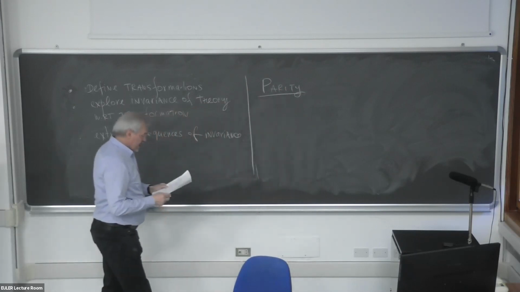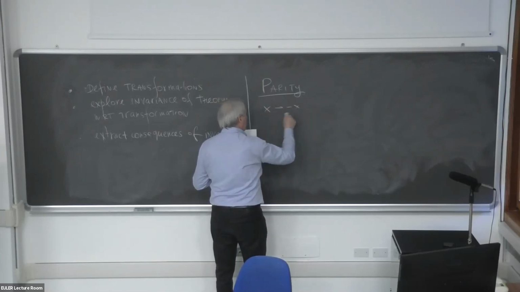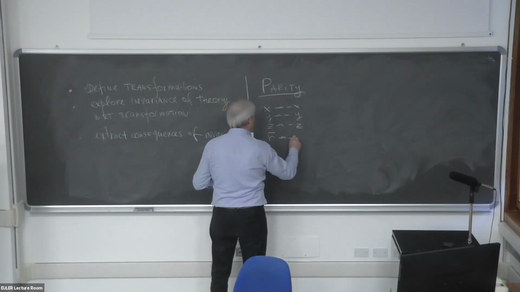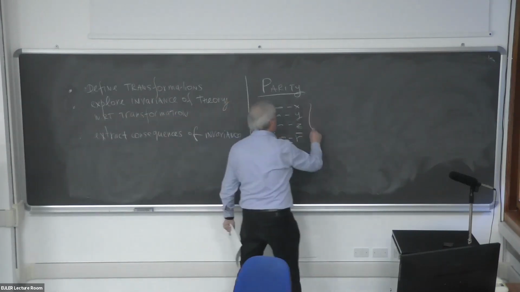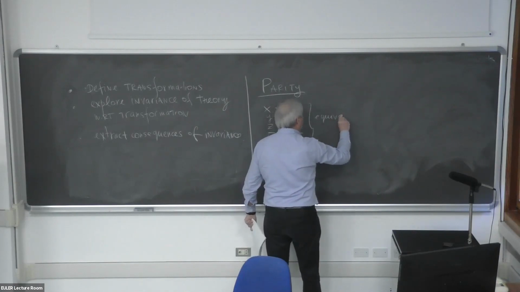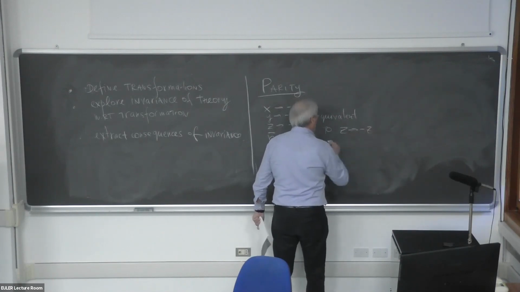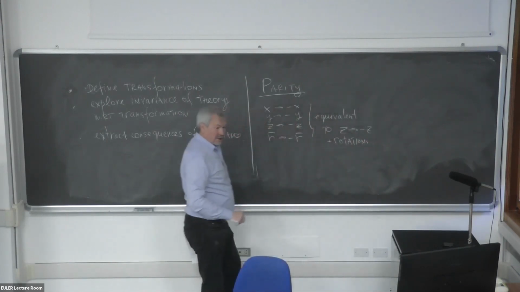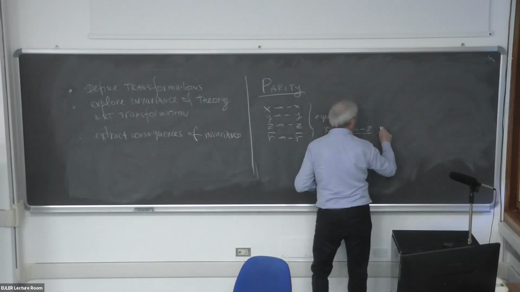First we introduce transformations. Parity transformations are transformations of coordinates: x goes to minus x, y goes to minus y, z goes to minus z, or if you want, r goes to minus r. This is equivalent to just the transformation z to minus z plus a rotation, and we assume that rotational symmetry exists. So this is reflection of coordinates.